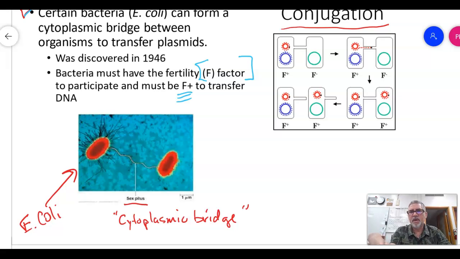The E. coli on the left is F positive and has a plasmid. It can form that sex pilus, or the cytoplasmic bridge. Once that's complete, it can transfer a copy of its plasmid to the other one. Now the other one will be F positive, and that new F positive E. coli can find and transfer it to others. Once it makes a copy, they can transfer it to others.